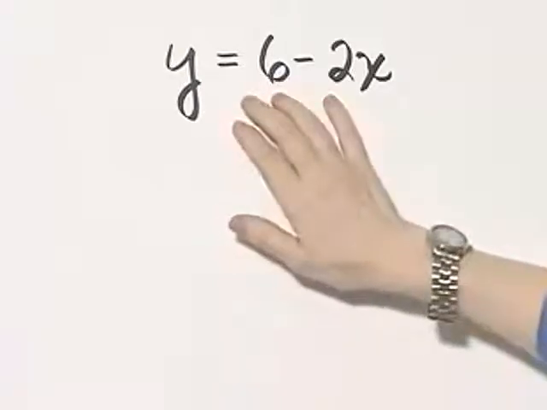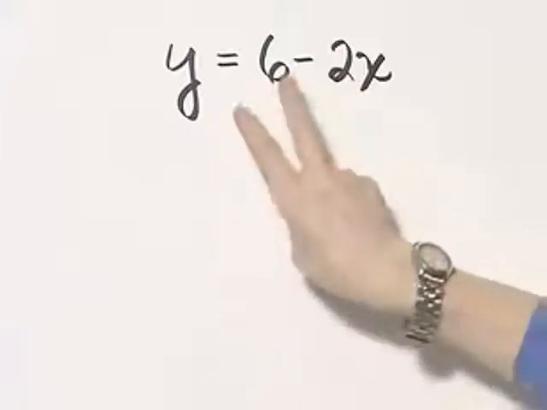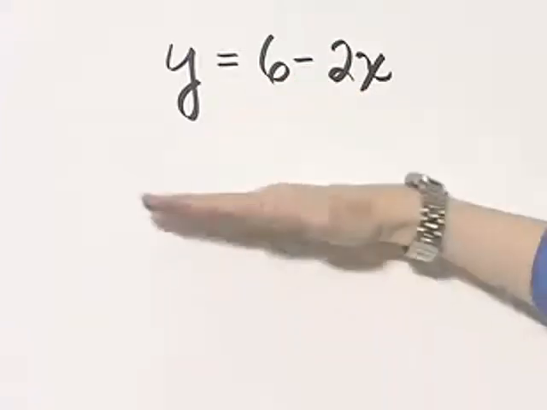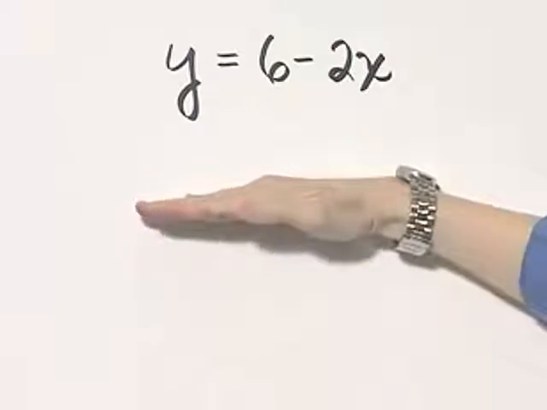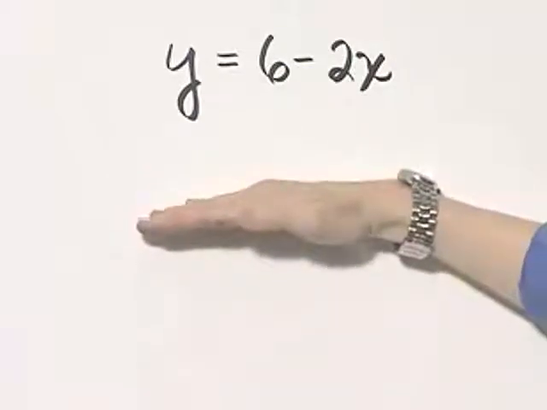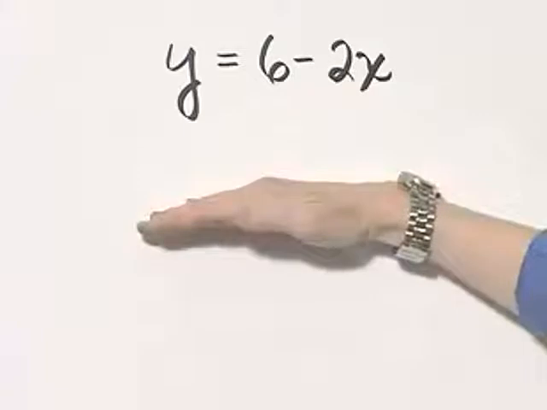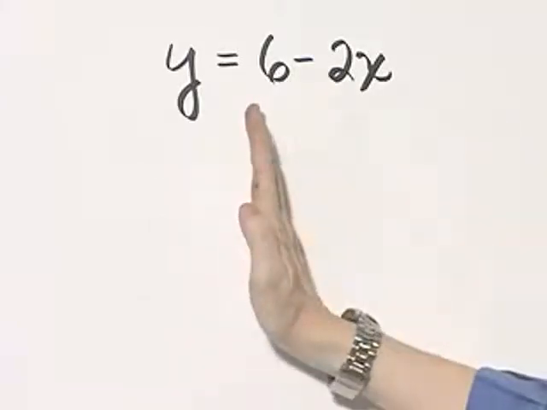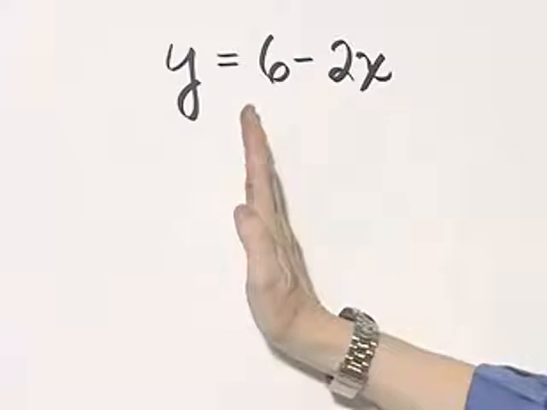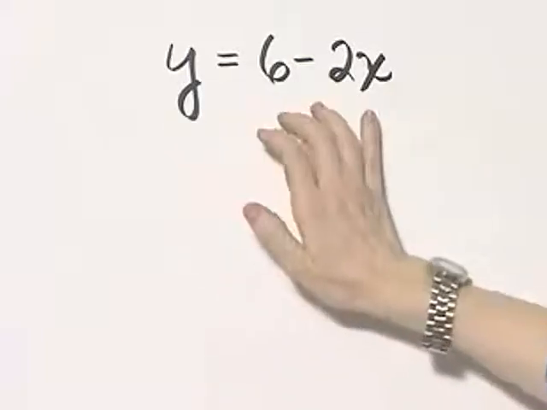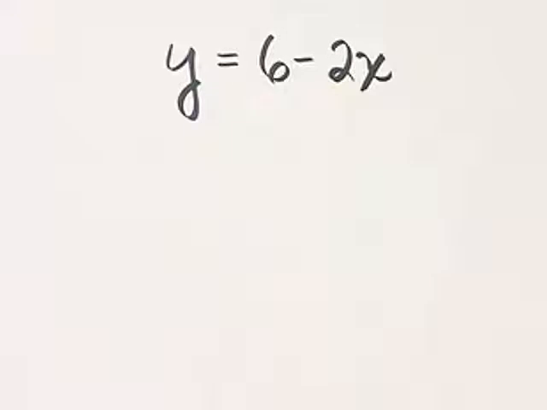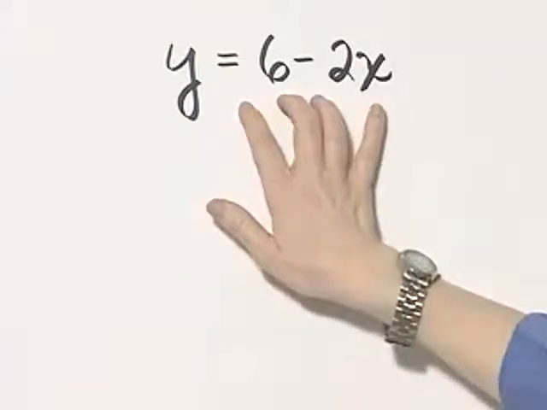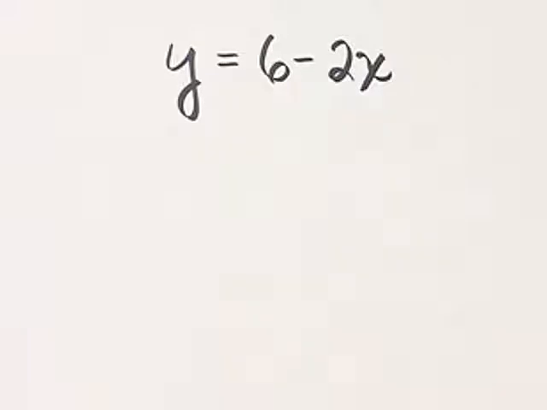Remember, every single line except two special lines are one-to-one functions. Horizontal lines, those are functions, but they're not one-to-one functions because they don't pass the horizontal line test. And what about vertical lines? Well, vertical lines are not even functions. So every other line is a one-to-one function. This is not a vertical line, nor is it a horizontal line, so it is a one-to-one function.